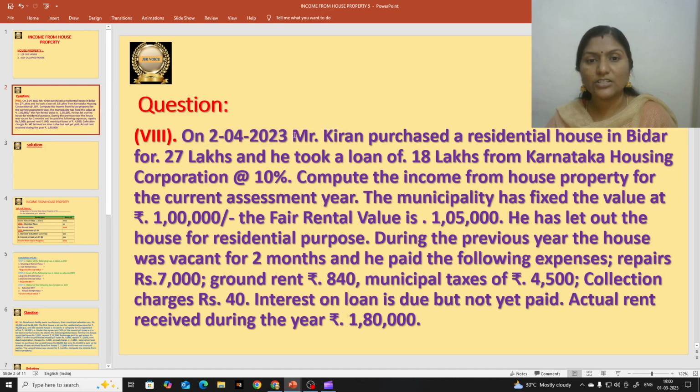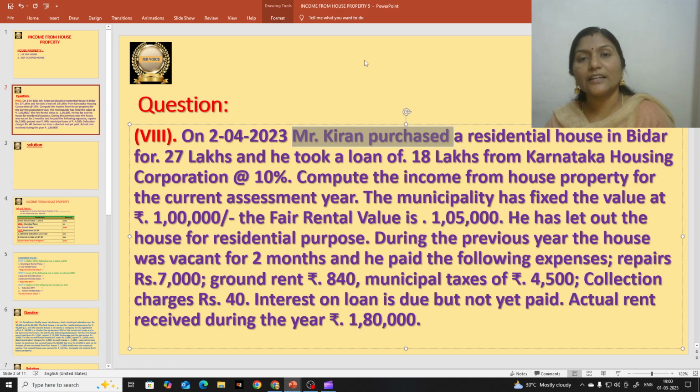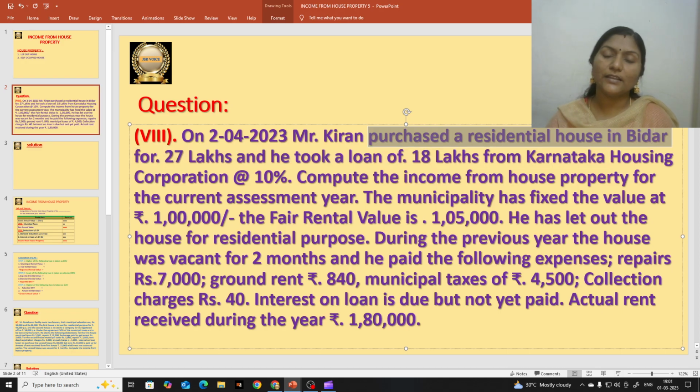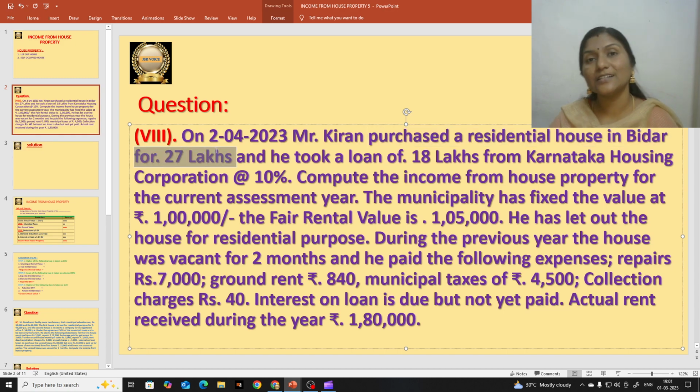2-4-2023, Mr. Kiran, an assessee, purchased one residential house in Bidar. Bidar is located in India. So he purchased the house for how many rupees? 27 lakhs. House cost is 27 lakhs.